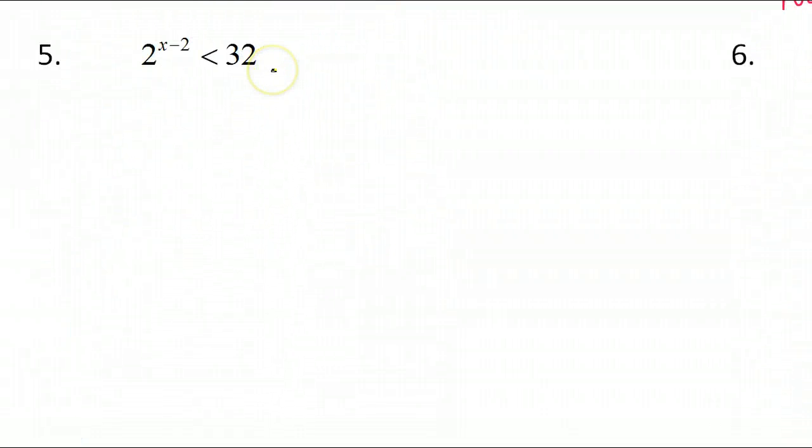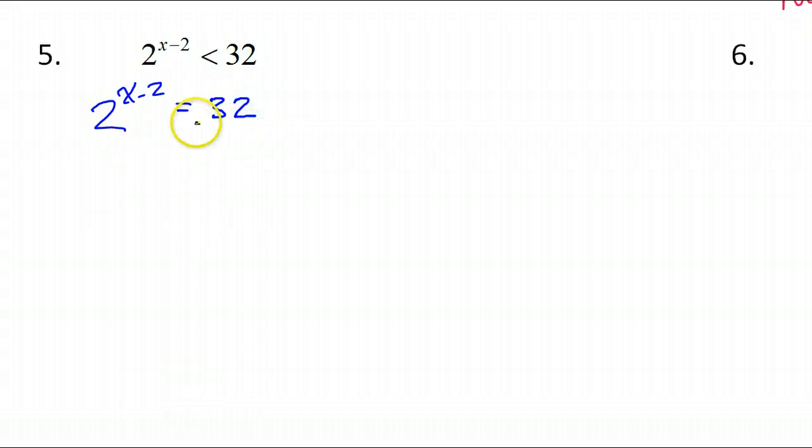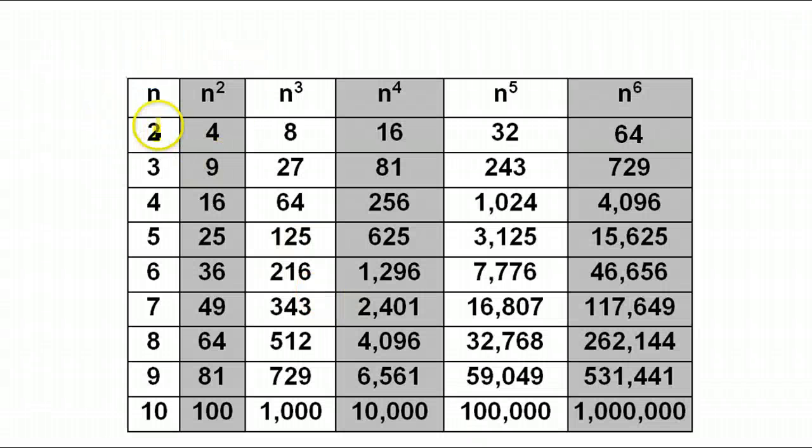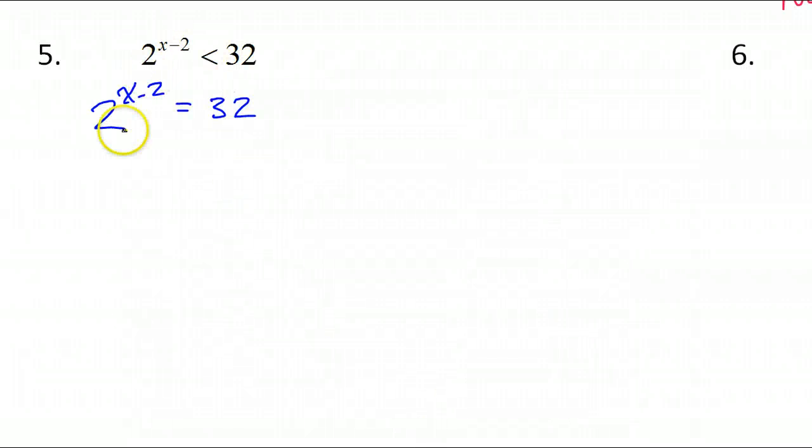Alright, number 5. Consider the related equation 2 to the x minus 2 power equals 32. Now looking at the chart, notice how 2 and 32 are in the same row. That's because 32 is the same as 2 to the 5th power. So I can keep the base 2, but I can write this as 2 to the 5th power.